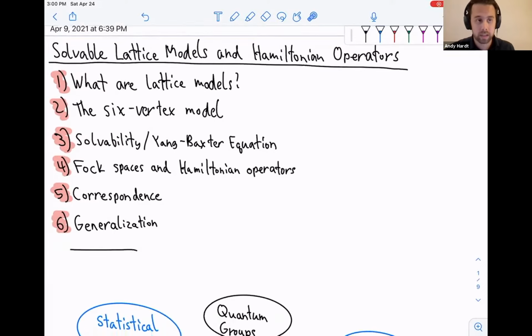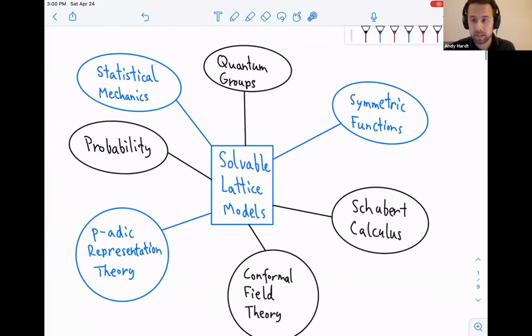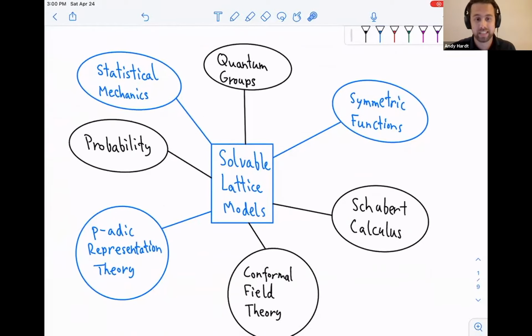So first of all, before we really get into it, I want to show you this diagram. I'm biased, and so I put lattice models right at the center here. But the point is that they have a lot of connections with a lot of really interesting fields of mathematics that aren't even really restricted to combinatorics or algebra or anything. So they come from statistical mechanics. They actually are the origination of quantum groups. We're going to see some stuff about symmetric functions. They relate to Schubert calculus. They relate to conformal field theory. They relate to p-adic representation theory and to probability and to other areas that I didn't mention here.